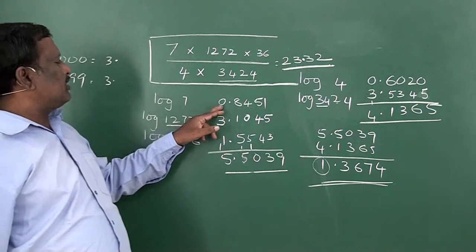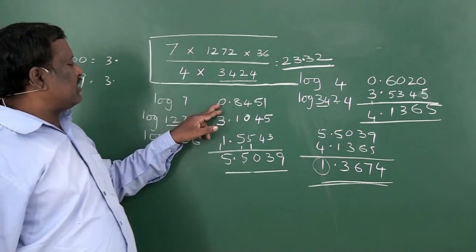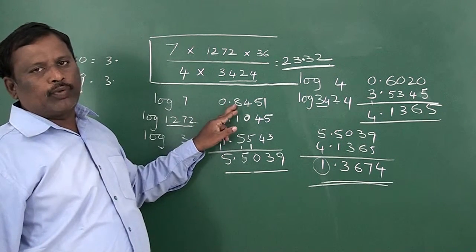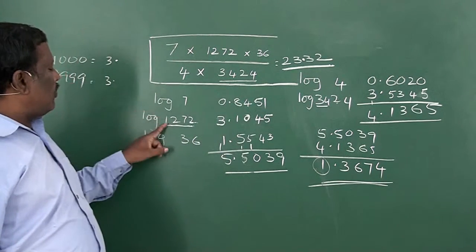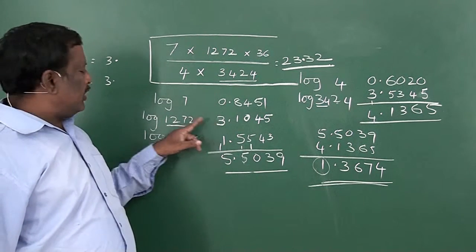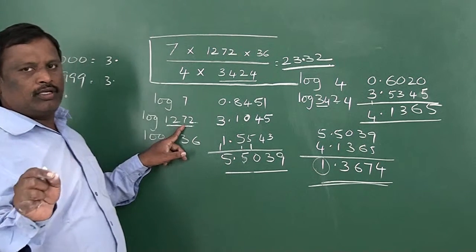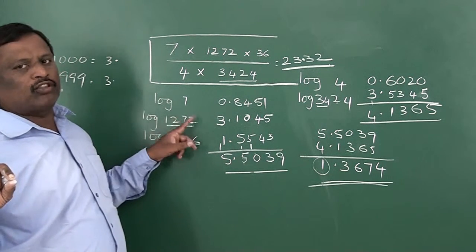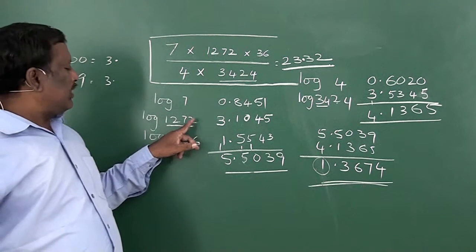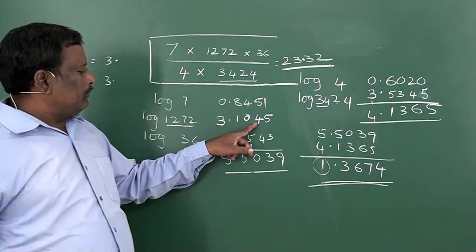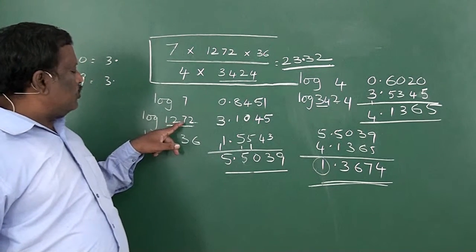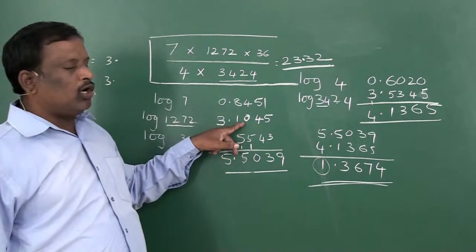So log 7 is equal to, since it is a single-digit number, its characteristic is 0. Again 70, 0, it is 8451. So the log 7 value is 0.8451. Similarly, log 1272, it's a 4-digit number, so its characteristic is 3. And its mantissa is 12 against 7. Go through the logarithm table, 12 against 7. Since it has a 4th digit, in the same line, below the mean difference, you have to see against 2 what is the number. On adding that, 1038 plus 7, you will get 1045. So log 1272 is equal to 3.1045.